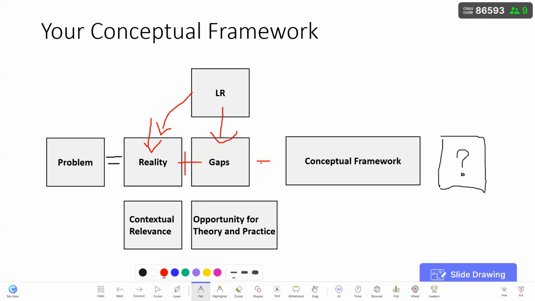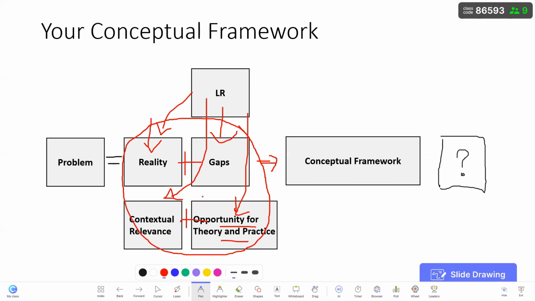And again, contextual relevance is identified from the literature. Opportunities for theories and practice are again identified from the literature. For all these, you collect evidence from the literature. Right? So then the problem can really be backed by the literature review. Then finally, based on these literature review results, you can develop your conceptual framework, right?